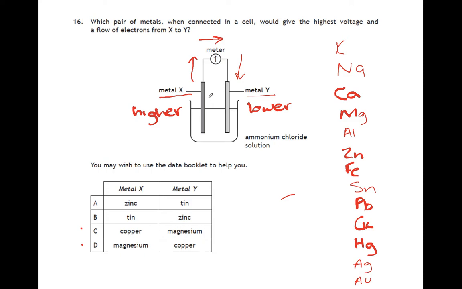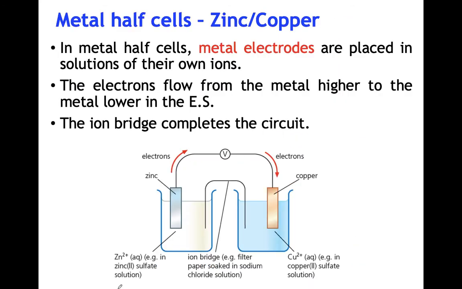Now I've also said that the metal higher has got to be on the left hand side and the lower on the right. So metal X then must be magnesium and metal Y must be copper. Our answer is D. The next thing that we are going to look at are metal half cells.